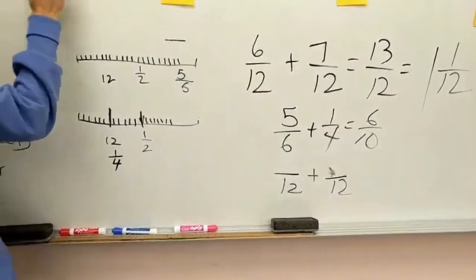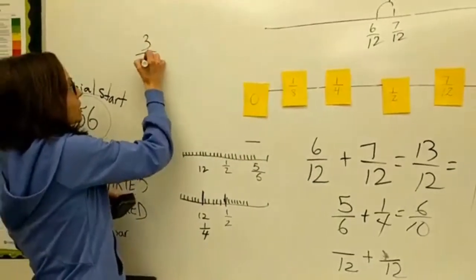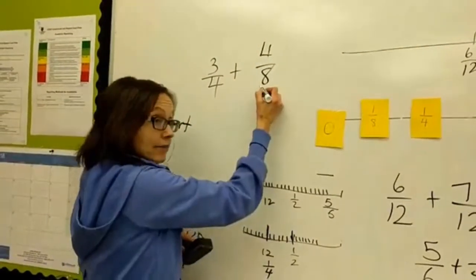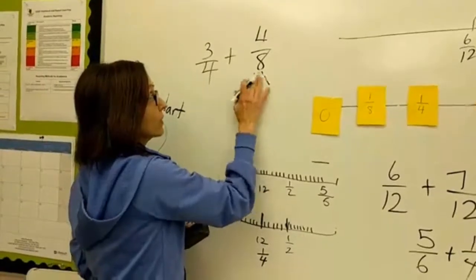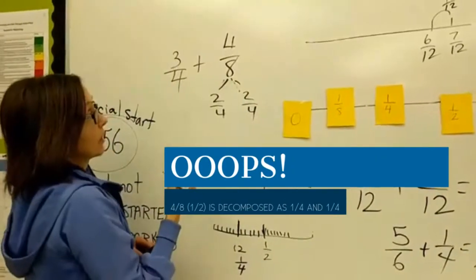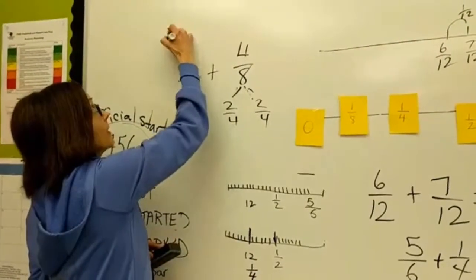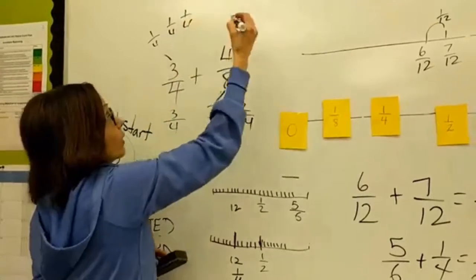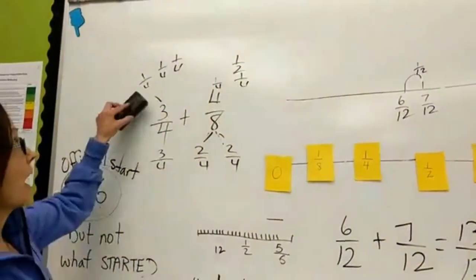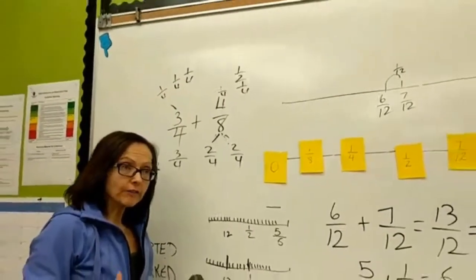Well, and that's it too, because even if they have something like, this is another thing too, something like 3/4 and 4/8, this is where they have to understand fractions, because they can decompose this. First of all, they can decompose this as 2/4 and 2/4, and then they have 3/4. Or they can decompose this as 1/4, 1/4, 1/4. This is actually 1/2, which is the same as 1/4 and 1/4. So you actually have 5/4. Do you see that? But if they don't understand fractions, they have to break those apart.